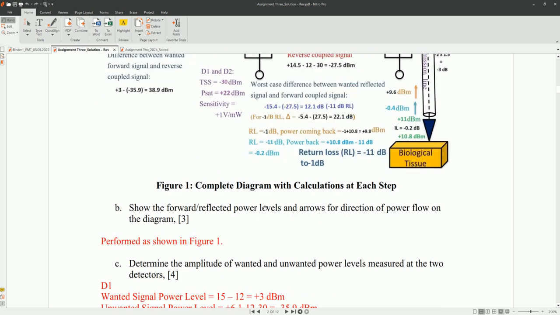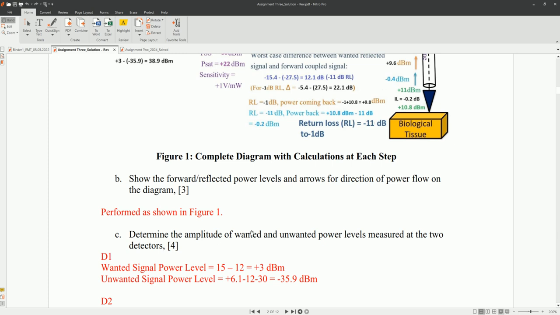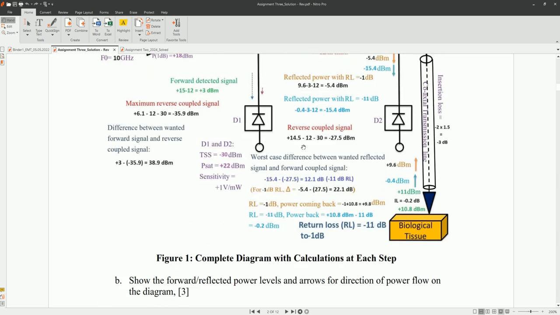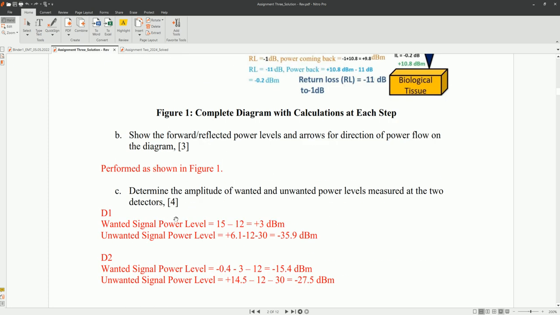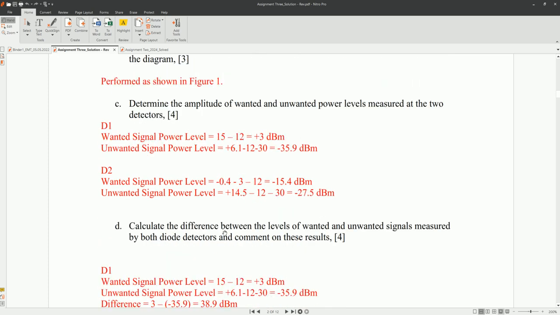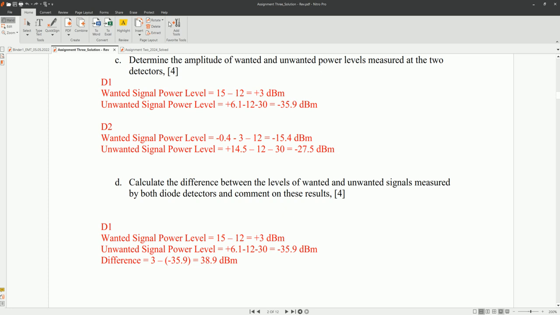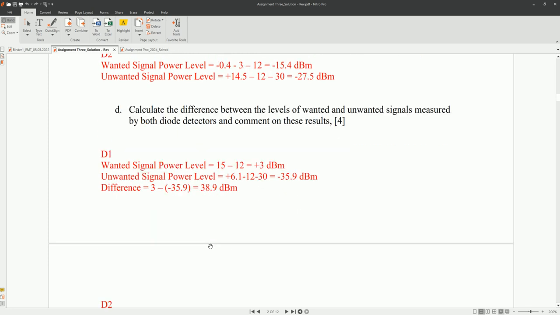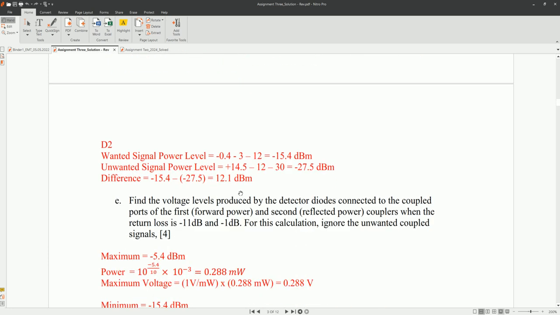So show the forward and reflected power levels and arrows for the direction of power flow on the diagram performed as figure 1. Determine the amplitude of mounted and unmounted power levels measured with the detector. So here we already calculated the mounted and unmounted levels. Calculate the levels of mounted and unmounted, so you simply calculate the difference which we calculated above. So this is the difference, right?